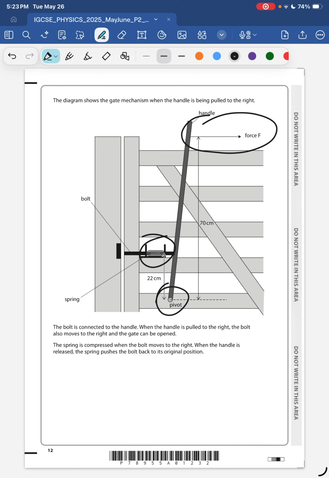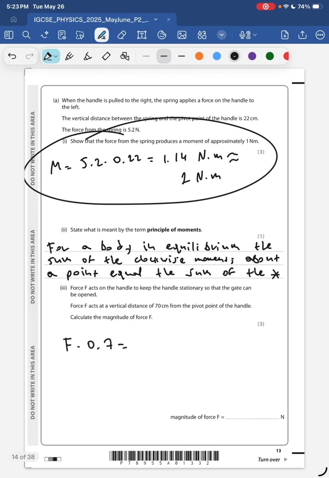Which is the moment by the spring. Actually, let me use a different color. So the force is the clockwise moment, and the spring is the anti-clockwise moment, because he wants to bring it back. Yes, so this should be equal to 1.14 newton meters.